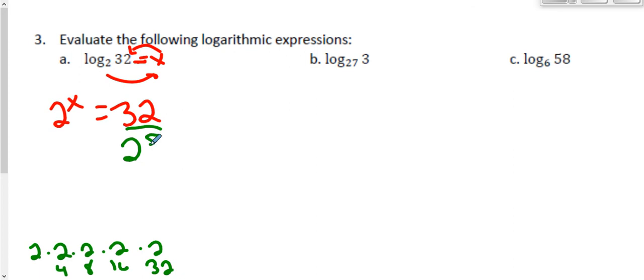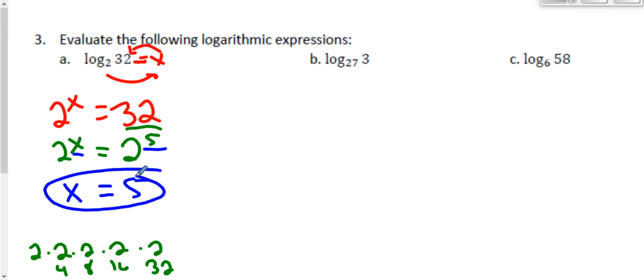So 2 to the 5th power. And that equals the 2 to the x on the other side. And now that I have like bases, I can go ahead and set my exponents, x and 5, equal to each other. So x must equal the number 5 if both sides of these equations are equal.